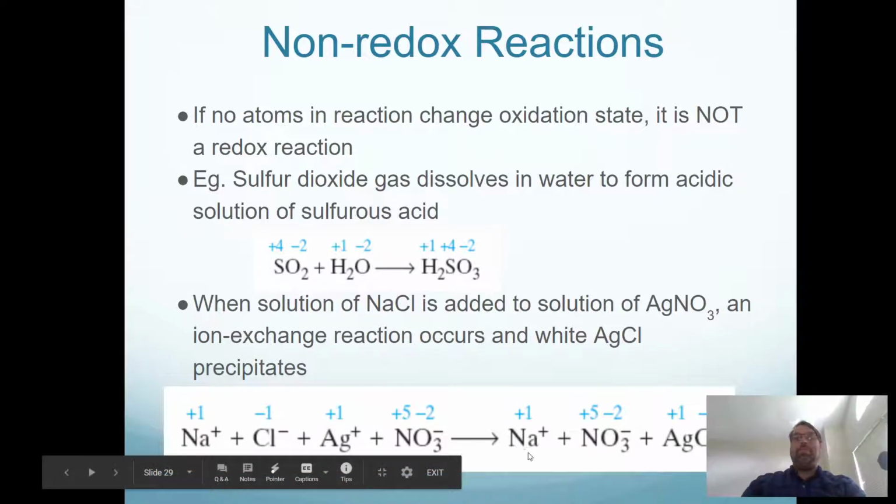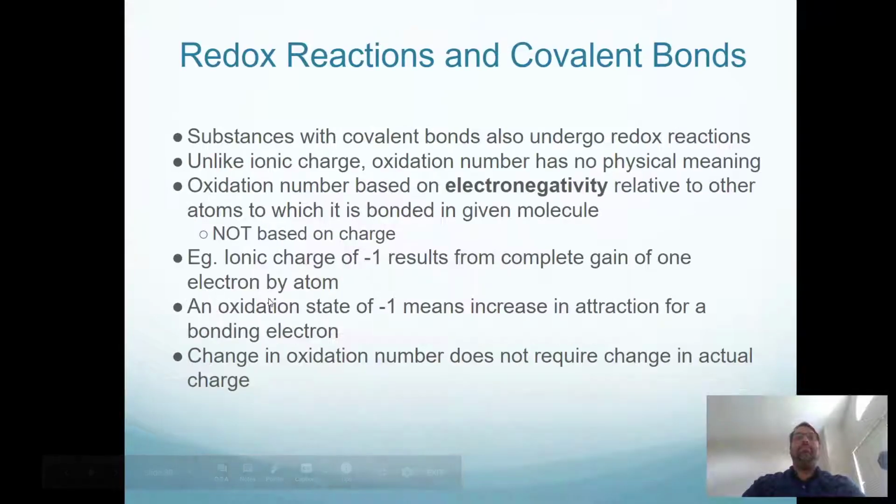Another example that's written here is sodium chloride and silver nitrate. Even though that's a precipitate reaction and we have an exchange of the metals going on right there, that is not a redox reaction because all of the elements that are involved here keep their same oxidation states.